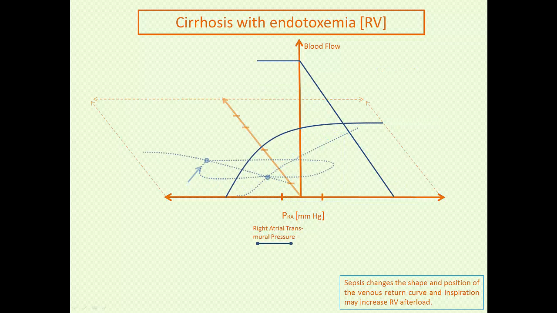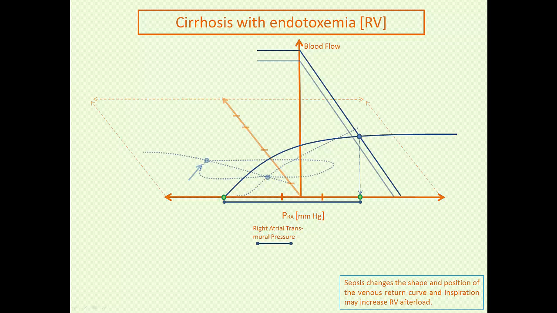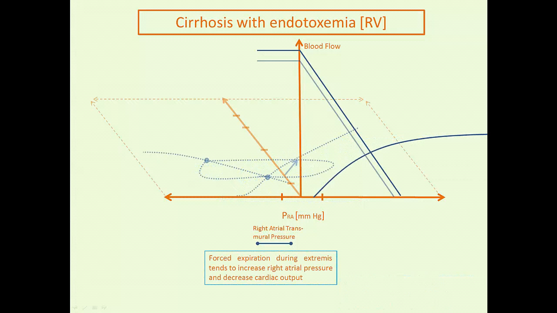And now what that does as you inspire is it tends to simply mimic the physiology that we talked about on the previous slides in terms of diminishing your cardiac output. There's an increase in your right ventricular afterload. It tends to favor filling of the right heart, right ventricular distension, therefore impaired left ventricular compliance via interdependence effects. And then forced expiration has a similar effect.